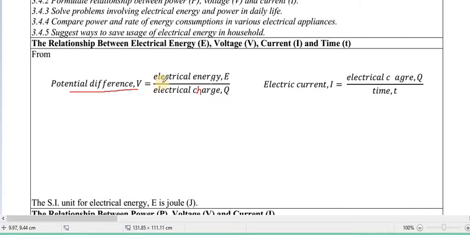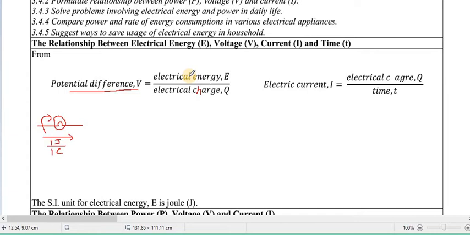Okay, so for example, let's say we have a bulb. So let's say that every 1 coulomb of charge that passes through the bulb does the work of 1 joule. So basically it means that every 1 coulomb of charge that passes through, 1 joule of energy will be transferred to the bulb. And the bulb will use that 1 joule of energy to produce heat and light energy, for example. So this 1 joule is the electrical energy that is used by the electrical appliance.